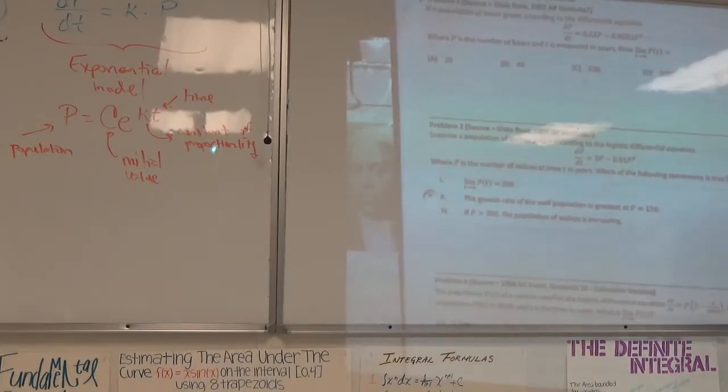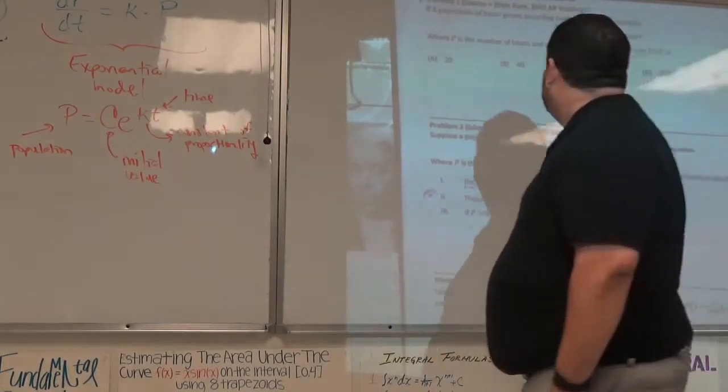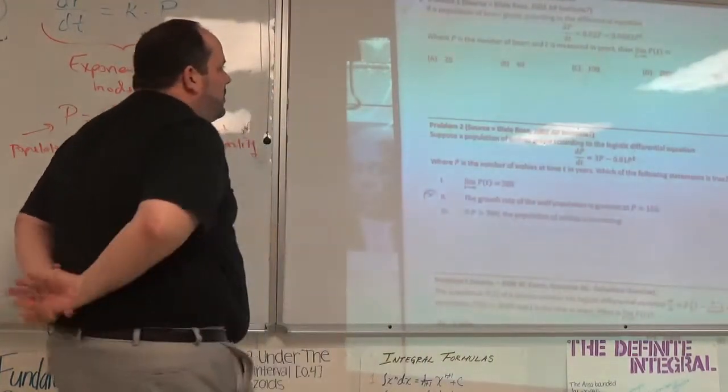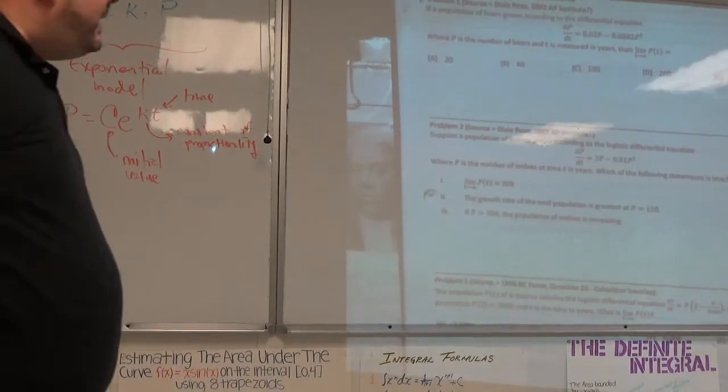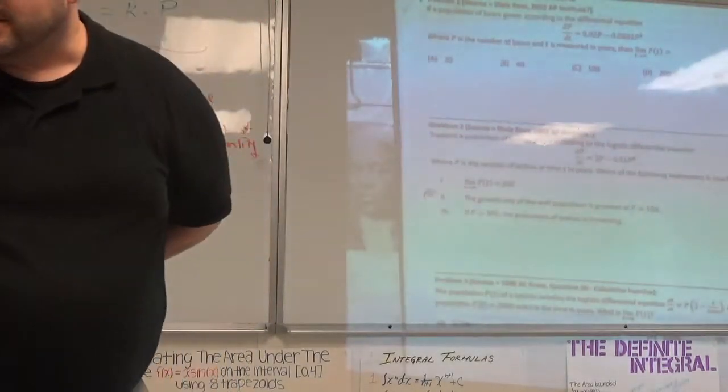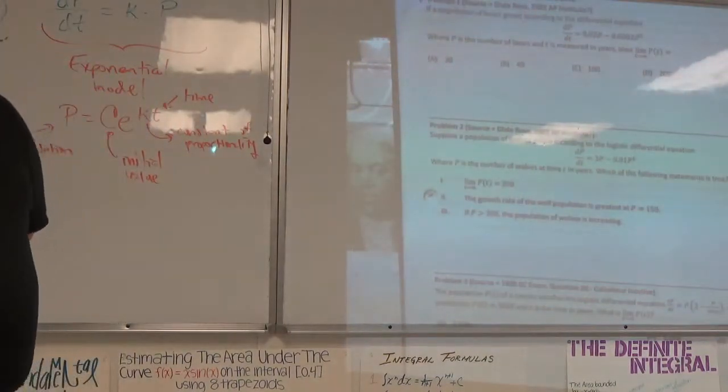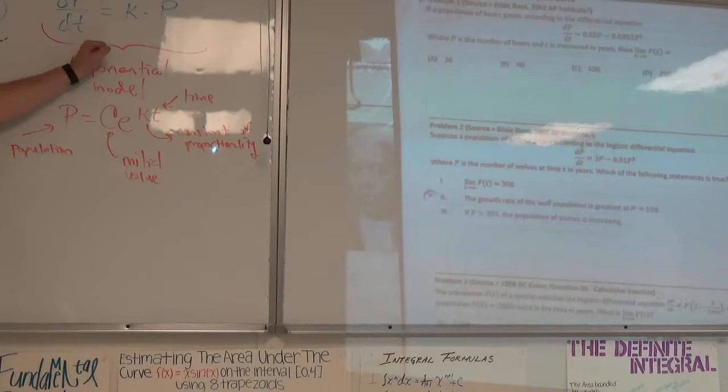All right. The population of bears grows according to the differential equation dP/dt equals 0.02P minus 0.0002P squared, where P is the number of bears and t is measured in years. What's the limit as t approaches infinity? I want this to be like a 1 minute or less question. Is this exponential? Is this an exponential growth rate? No. Logistic growth? Yes.